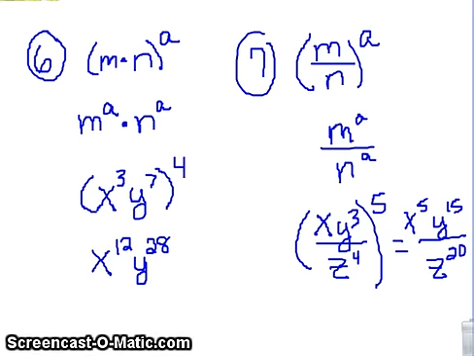Those are the 7 rules of monomials. Hopefully this has been a quick refresher, and we will have a fabulous day with our rational exponents tomorrow.